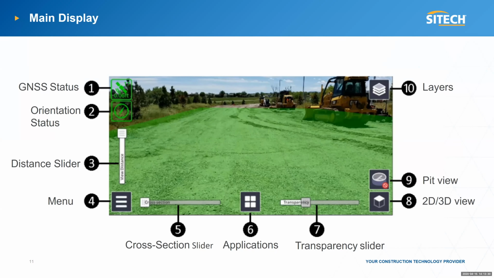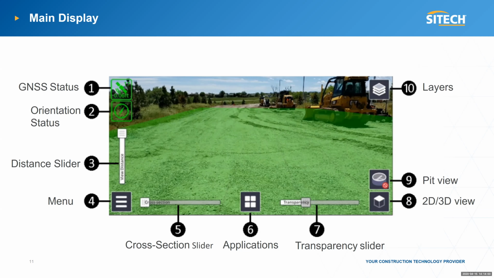Then the third button is the distance slider. Let's say you are working with long models like streets, roads, bridges, and at the end of the model, being so far, you see that the model looks like it's floating. You can work with this slider in order to see only, let's say, the first 200 meters of the model. And once you move along, you can always increase the distance.